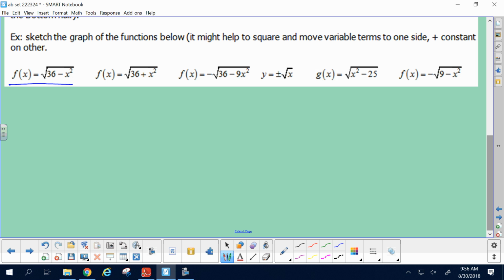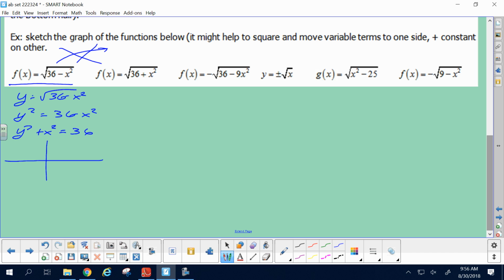This guy, for example. If I wanted to sketch this, I might be tempted to think, well, square root, it looks like that. Well, no. Not every square root looks like that. It kind of depends on what's in the square root. Instead, you say, well, let me write this as y and see what happens if I clean this up. I could square both sides, and eventually I would get something like y squared plus x squared equals 36, right? So what's that graph? A circle with a center at the origin and a radius of 6. Is it the full circle?